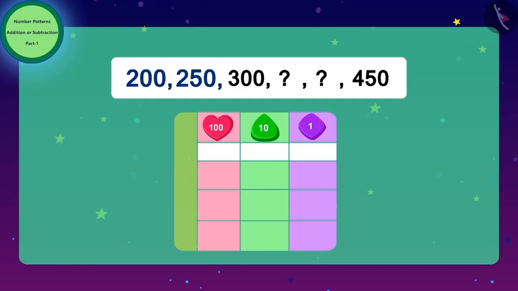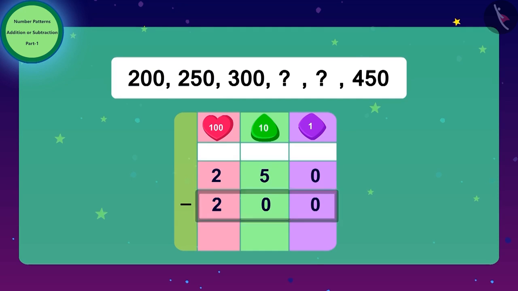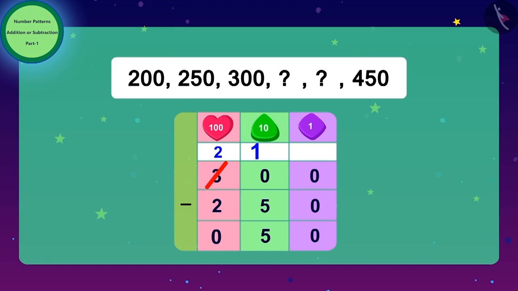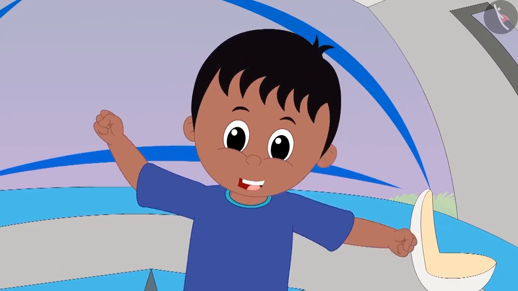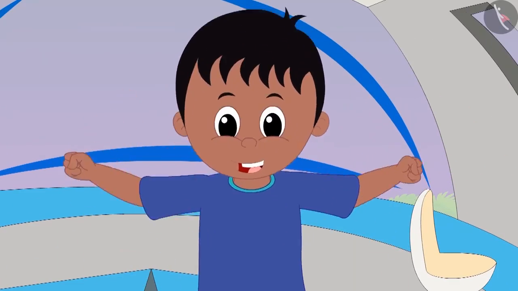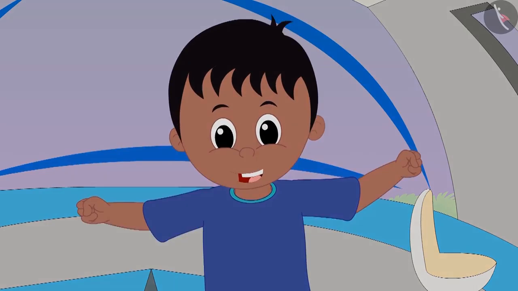To find the difference between the first 2 numbers, they should subtract 200 from 250. What remains when 200 is subtracted from 250? 50. Then they found the difference between 300 and 250. And again they got 50. Raju started dancing happily. I got the pattern, I got the pattern.